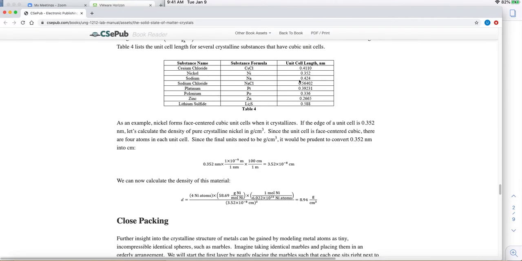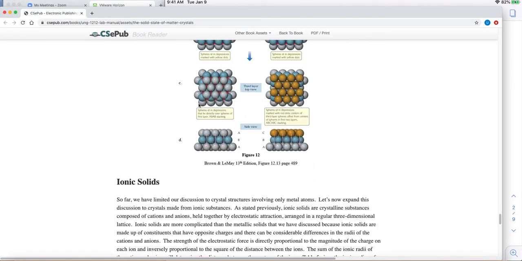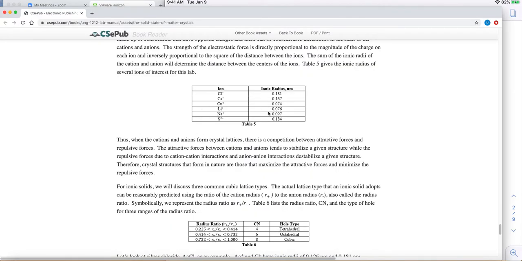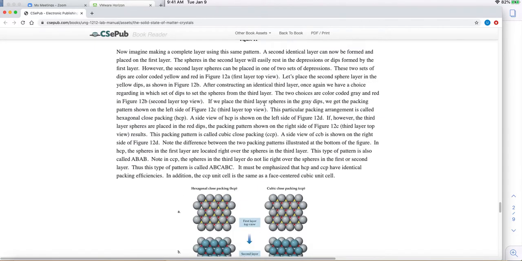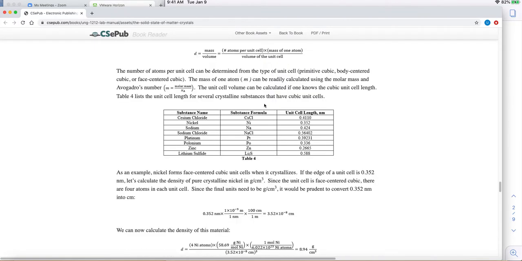This has all of the unit cell edge lengths. That's what these are, the edge lengths over here for all of the different structures we're going to look at today. And if you go down a little bit further, there's another table that has ion radii, which is something we'll use when we get to the ionic examples. Those tables with those values are in your pre-lab reading if you're looking for them as you go to do calculations.